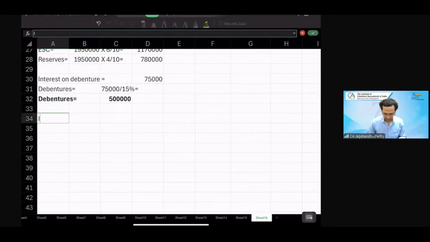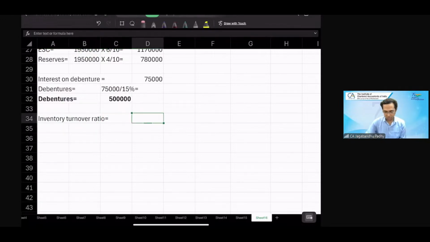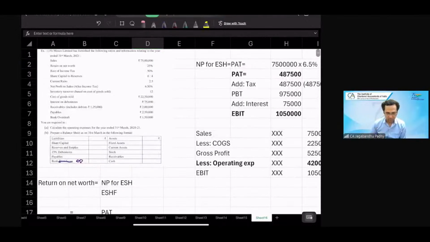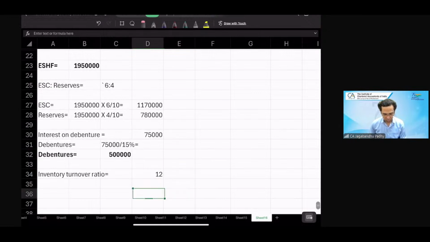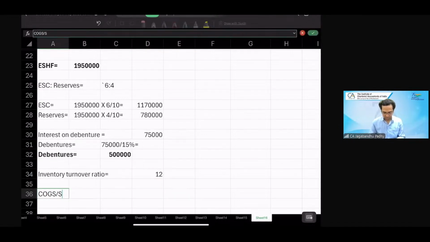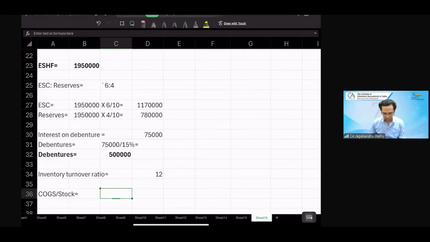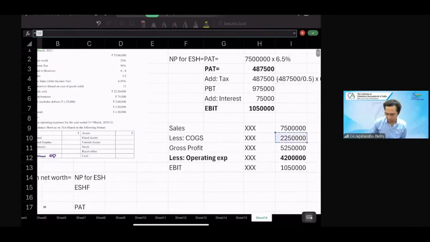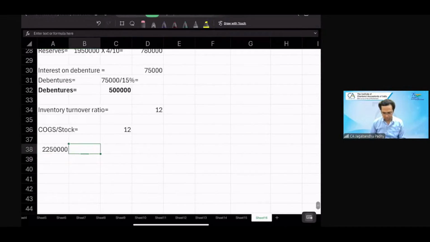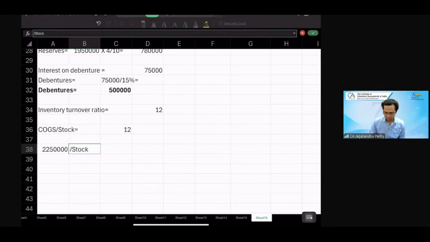Inventory turnover ratio. What will be the inventory turnover ratio given to us? Inventory turnover ratio is given as 12, and this is based on COGS. So can I say it will be COGS upon stock or inventory is 12. We have the information about COGS, right? COGS is 22 lakh 50. Yes, 22,50,000 divided by stock will be equal to 12. So what will be the value of the stock? 1,87,000.